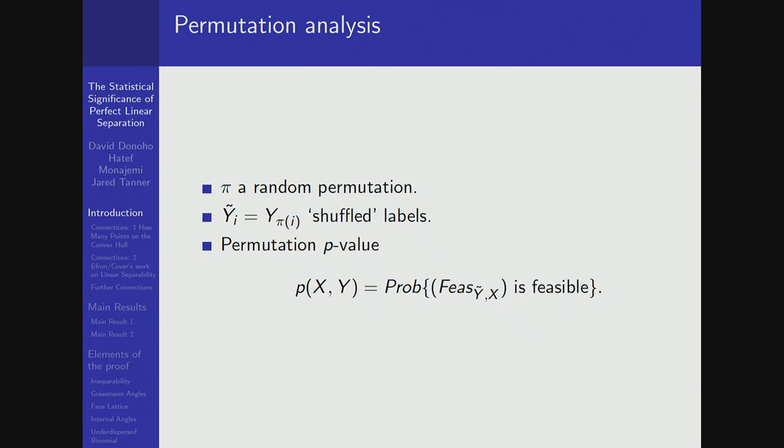Now, if there's some structure there, we might imagine we could do that. But if we randomly permute the labels, then any structure that was built into those labels is now presumably gone. And we're going to ask, if we do that, what is the probability that we're going to be able to separate them? If we can separate them, that's troubling, because then we can separate it even though there isn't structure.